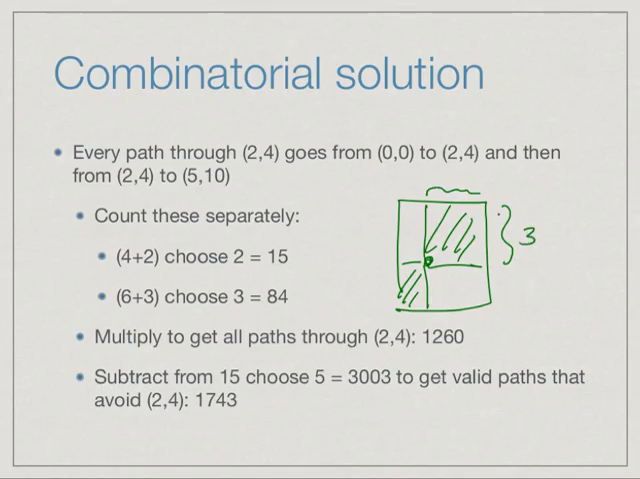And from here to here, the difference is that we have to go up 6 and we have to go right 3, right? We are at 2, 4. So we have to go from 4 to 10 and from 2 to 5. So we have 6 plus 3, choose 3, 84 ways of going from 2, 4 to this. And each of the ways in the bottom can be combined with the way on the top. So we multiply this and we get 1260 paths which pass through this bad intersection. We subtract this from the original number 3003 and we get 1743 paths which remain. So our combinatorial approach still works.